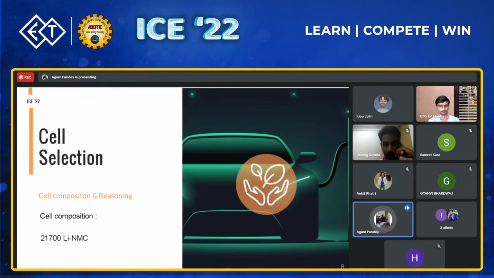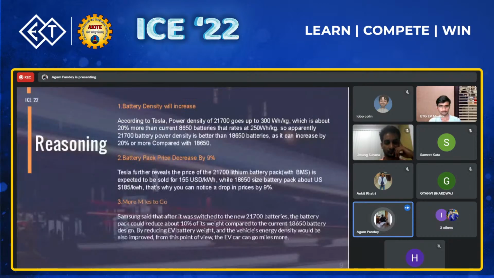For the cell selection, we have come down to choosing 21700 lithium NMC battery cells. Answering the big elephant question in the room: how is it better? How is it optimized? Basically, the battery density will increase. Increase in density means less volume and more power. The brief details about all these points have been given on screen, and I won't go into the numbers. The second point is that the battery price decreases by 9%, which is a significant decrease. The research and references we took were from Tesla, for example, where we found that a 9% price decrease will happen if you use these 21700 lithium packs instead of 18650, which was traditionally used.